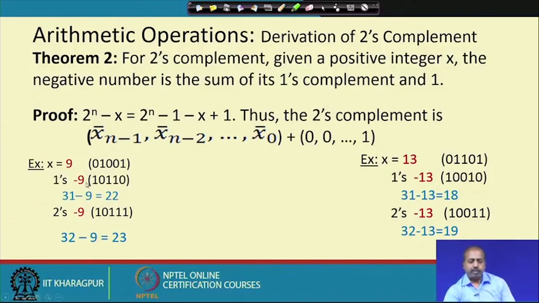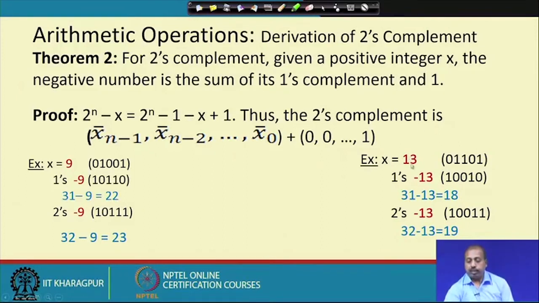So, these are some examples, like x equal to 9. This is the positive number 9. If you take its 1's complement, I will be getting this one. So, 31 minus 9 is 22. You can check that this number is really 22: it is 1, 2, 4, 8, 16, so 16 plus 4 is 20, plus 2 is 22. So, that is 31 minus 9. The 2's complement of minus 9 is 22 plus 1, so that is 23. That is 32 minus 9, which is 23.